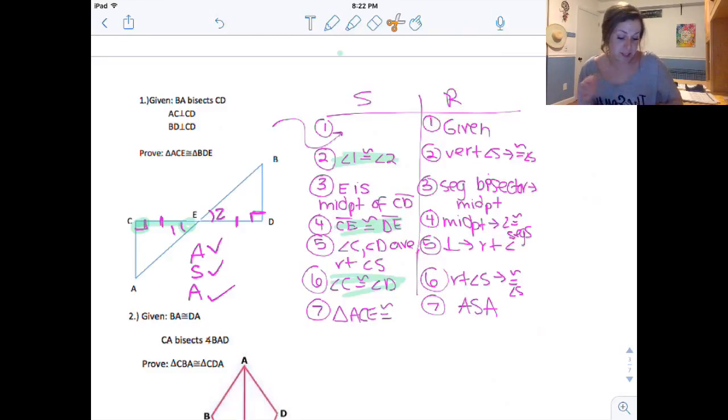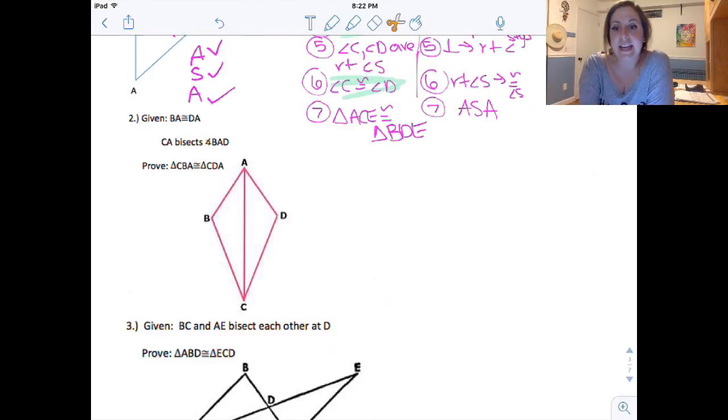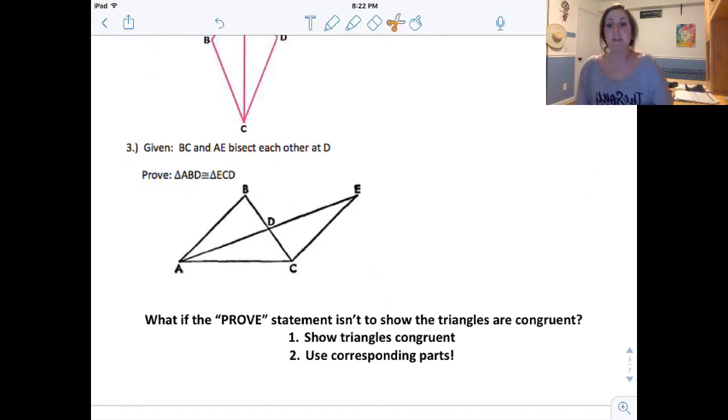Okay, let's move to another one. This next one, just moving this up here, gives me that I've got BA congruent to DA and CA bisects angle BAD. This is almost identical to the one that we did before. So let's move down to 3, okay? So given BC and AE bisect each other at D, I want to show that ABD is congruent to ECD.